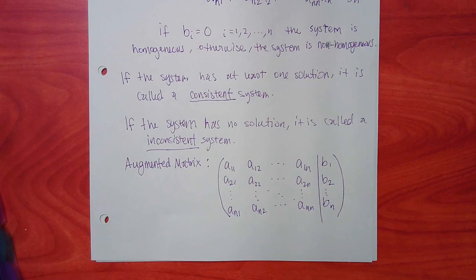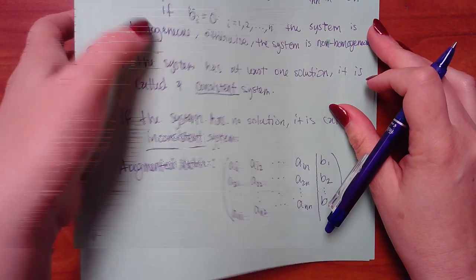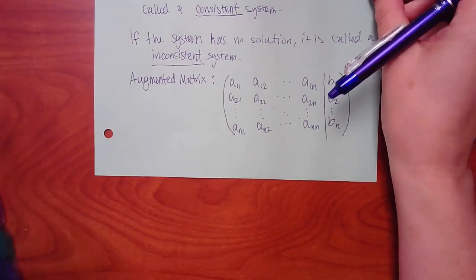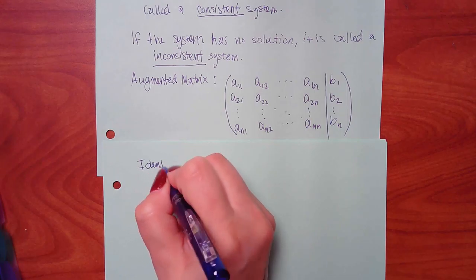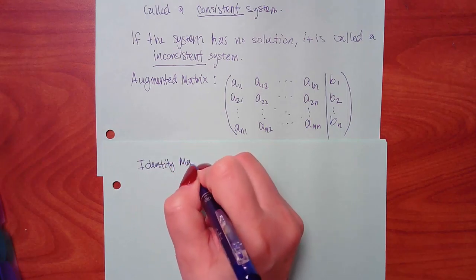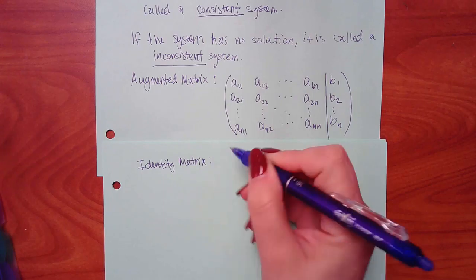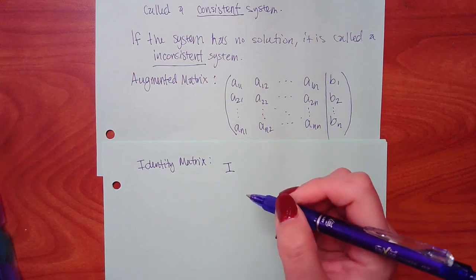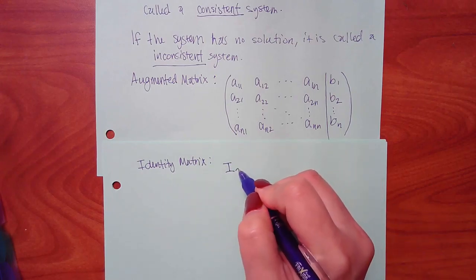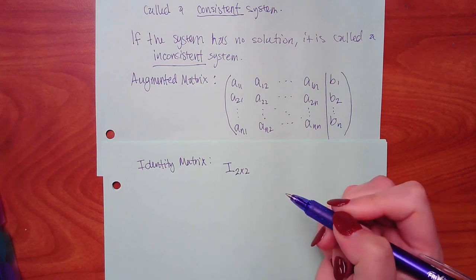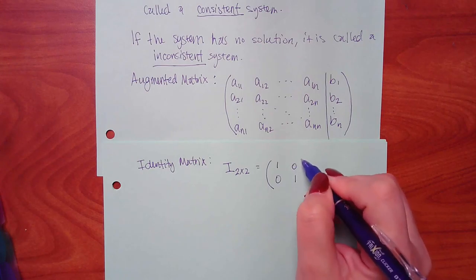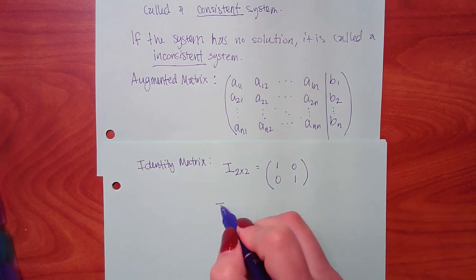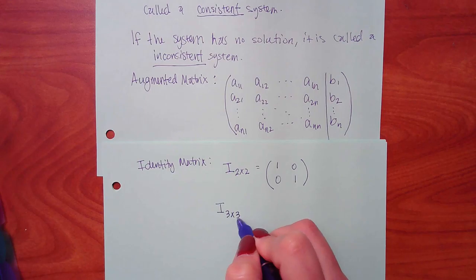And then in order for us to solve these, the idea is to turn it into what's called an identity matrix. And this is what an identity matrix looks like. Okay, so you have an I, and I'm gonna start getting into some weird stuff. Here's a 2x2, two rows, two columns, okay? That looks like 1, 0, 0, 1. These are really the only ones you're gonna need.